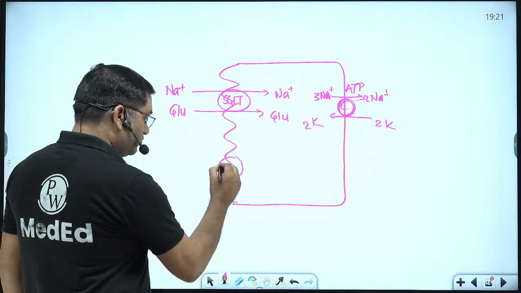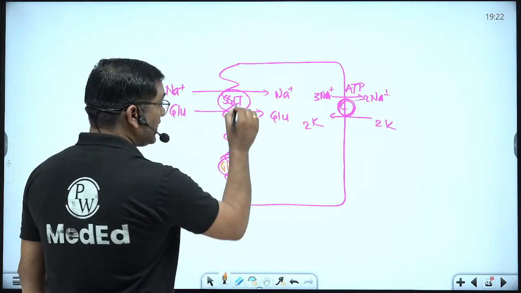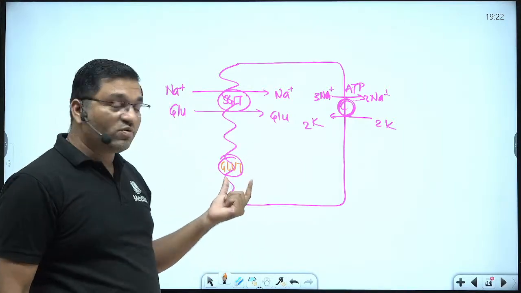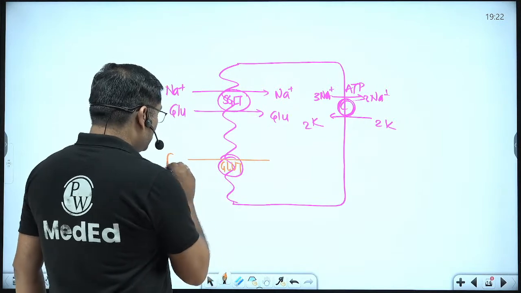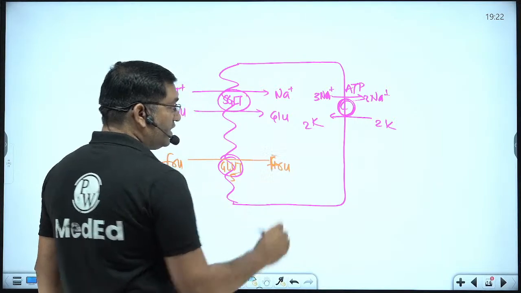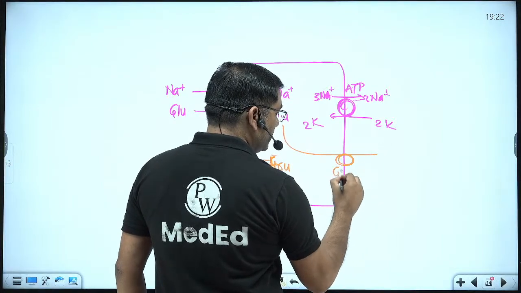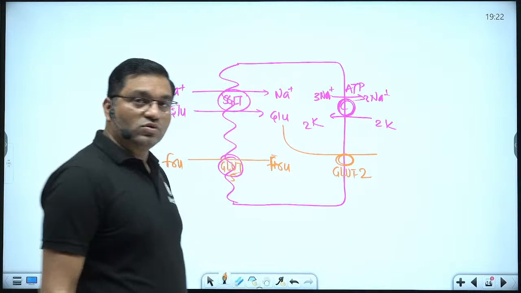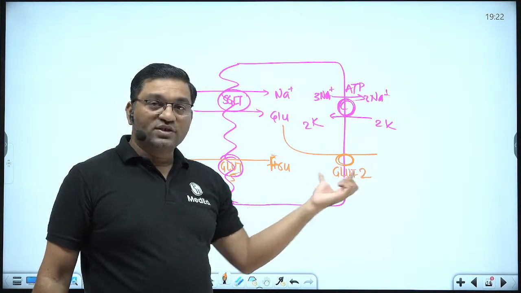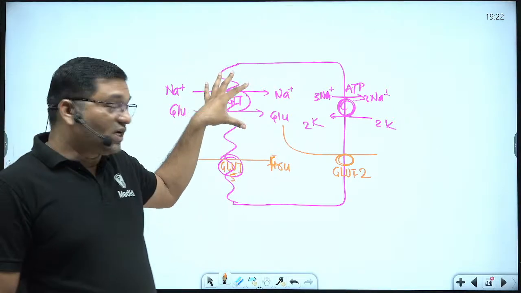And the GLUT5. This is SGLT, the sodium dependent glucose transporter. This is only a glucose transporter, a type of facilitated diffusion. So fructose is absorbed via GLUT5. And glucose enters into the circulation via GLUT2, glucose transporter 2. Glucose is absorbed into the circulation from the intestinal cell via the GLUT2.